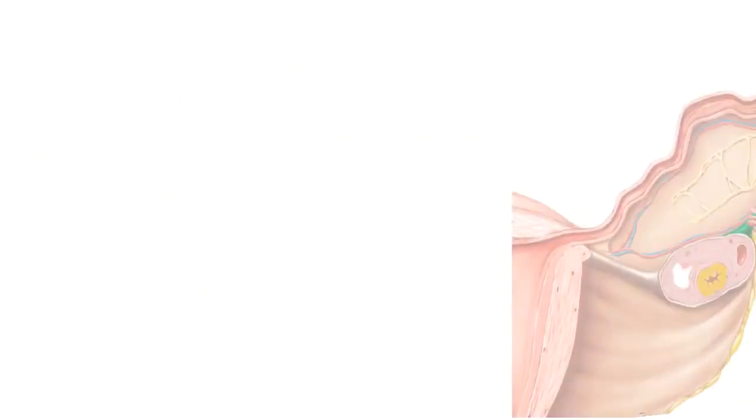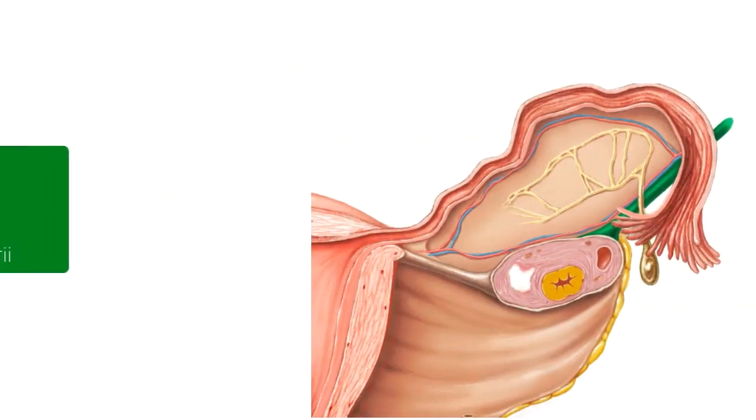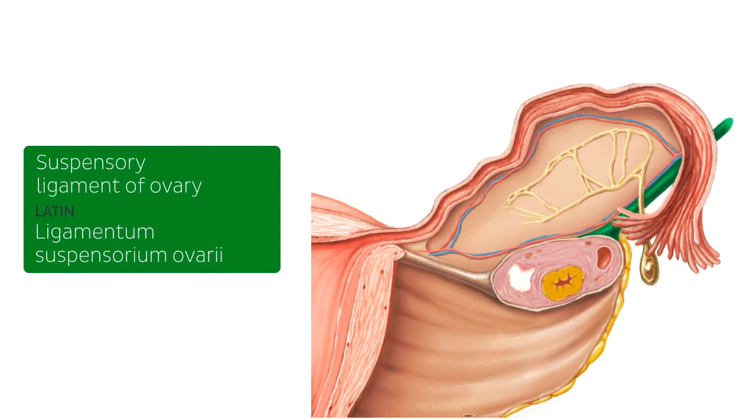And now let us take a look at the suspensory ligament of the ovary. And as we can see, it extends out from the ovary to the wall of the pelvis. And the suspensory ligament is a fold of peritoneum, which some people consider to be part of another ligament, the broad ligament.